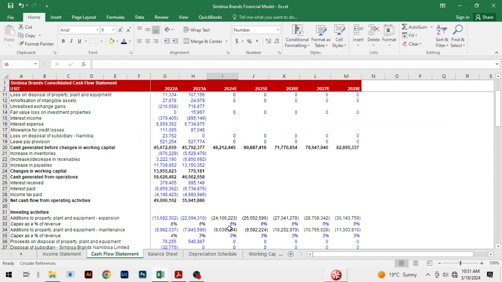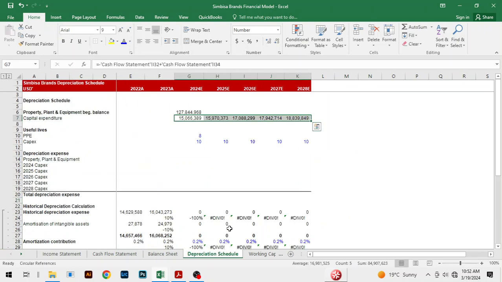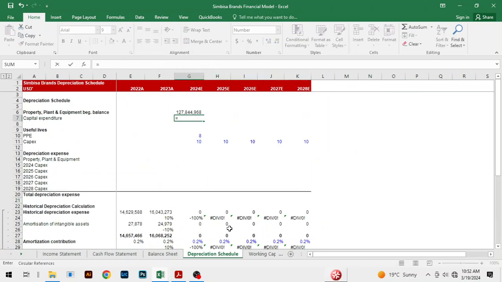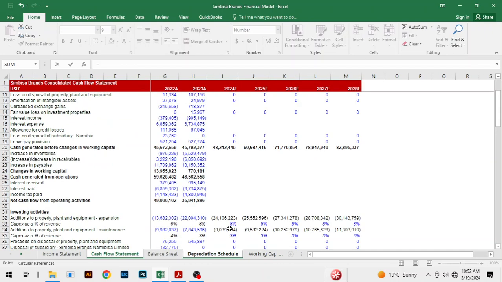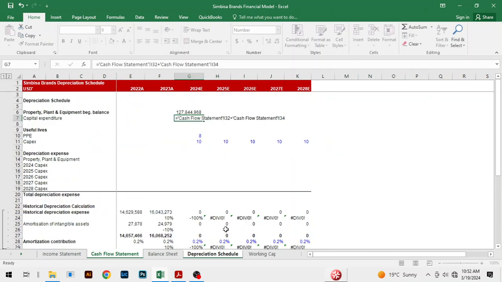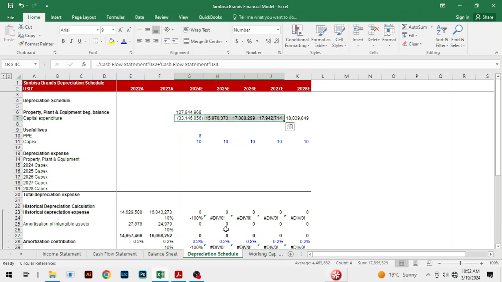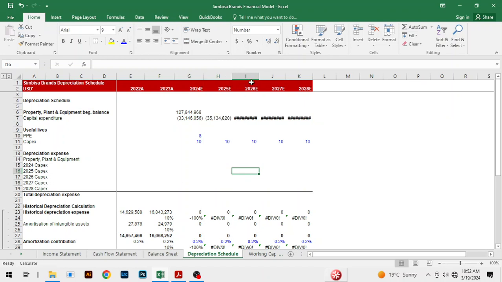So if I go back, that's not reflecting the correct figure here, so I'm going to repeat that. I'm going to the cash flow statement, and then I'll say this plus this. Now this makes sense. So let me just start again.